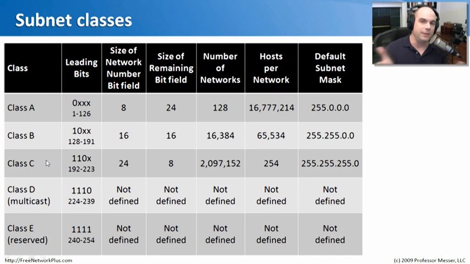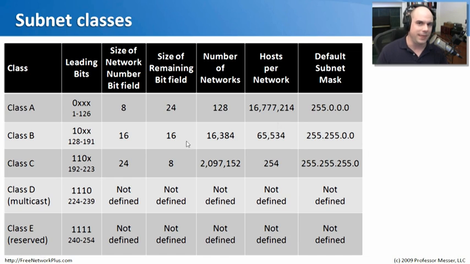So it used to be we didn't even use subnet masks. We knew based on the first decimal octet of that IP address what class it was. We automatically knew if it was a 192 address, then it was Class C, and we automatically assumed that it was a subnet mask of 255.255.255.0.